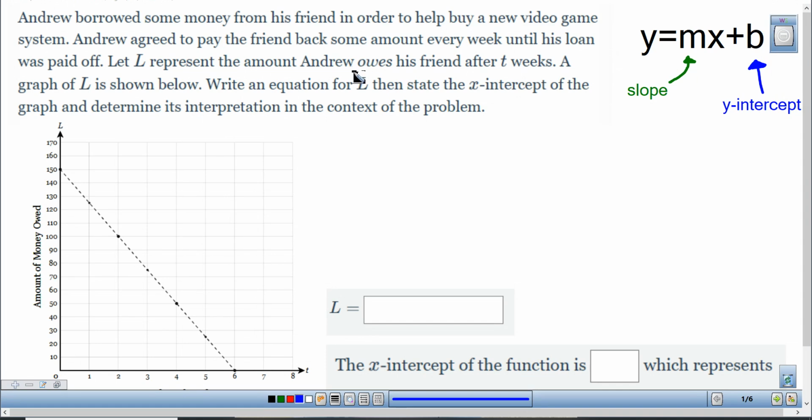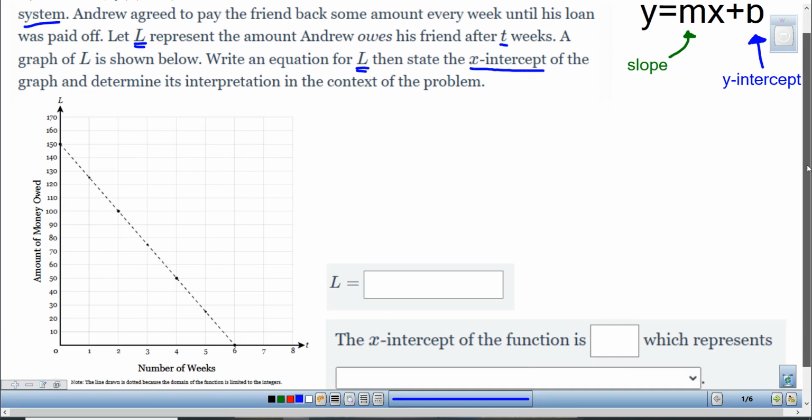So Andrew borrowed some money from his friend in order to help buy a new video game system. Andrew agreed to pay the friend back some amount every week until his loan was paid off. L is going to represent the amount that Andrew owes his friend after T weeks, meaning we don't know how many weeks. That variable L, the value of that, will change as time goes on because he's going to pay it back. They're going to have us write an equation that represents the amount that he owes and then talk about what the x-intercept is and what it means, how we interpret it.